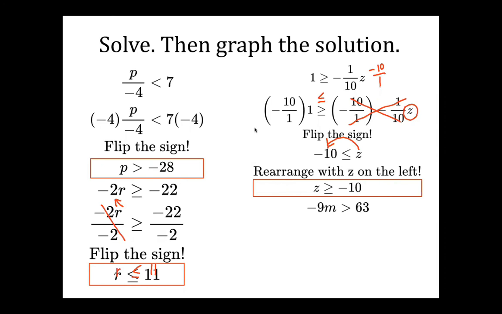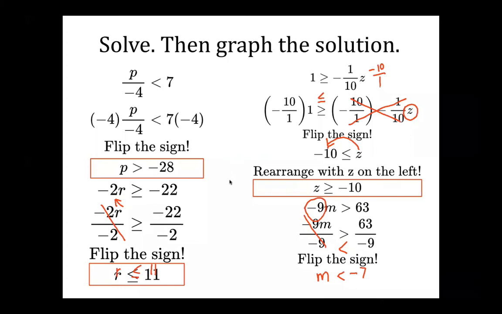For our last example, which is -9m is greater than 63, we're going to undo the multiplication by dividing both sides by -9. -9 will cancel, and we're left with m. Then we're going to flip our sign from greater than to less than, and then simplify 63 over -9, which is just -7.